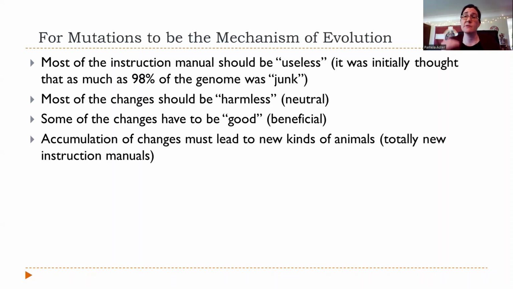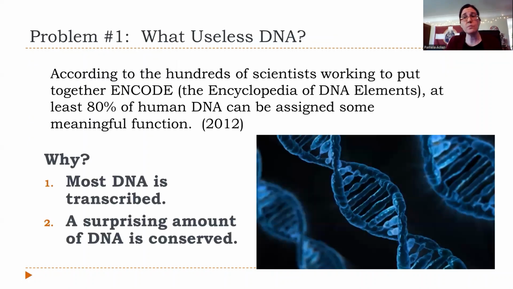So I'm going to look at each one of these individual points and talk about research that's been published in peer-reviewed journals and why each of them doesn't hold water. And if I can junk any one of these, I've junked the mutations as mechanism of evolution hypothesis. But just to be thorough, I'm going to junk all 4 of them. So here we go. All right.